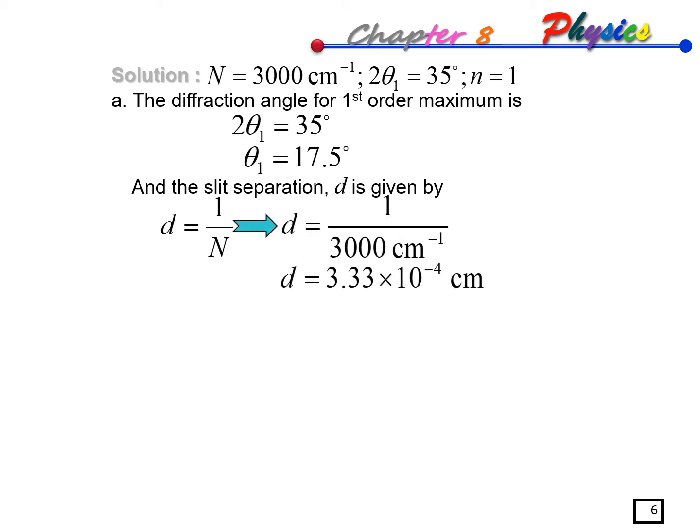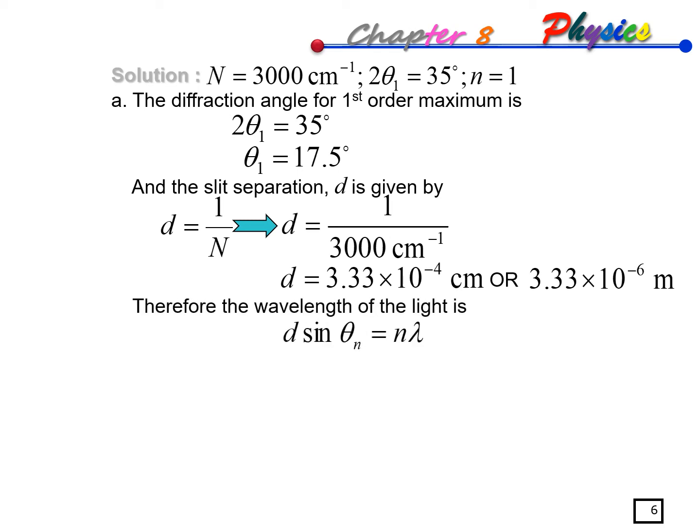Okay, so where we will end up with, convert into SI unit. So we will end up with 3.33 times 10 to the power of -6 meter. Once you have all the information sorted out, you can replace into the formula where d sin theta will be equivalent to n lambda.